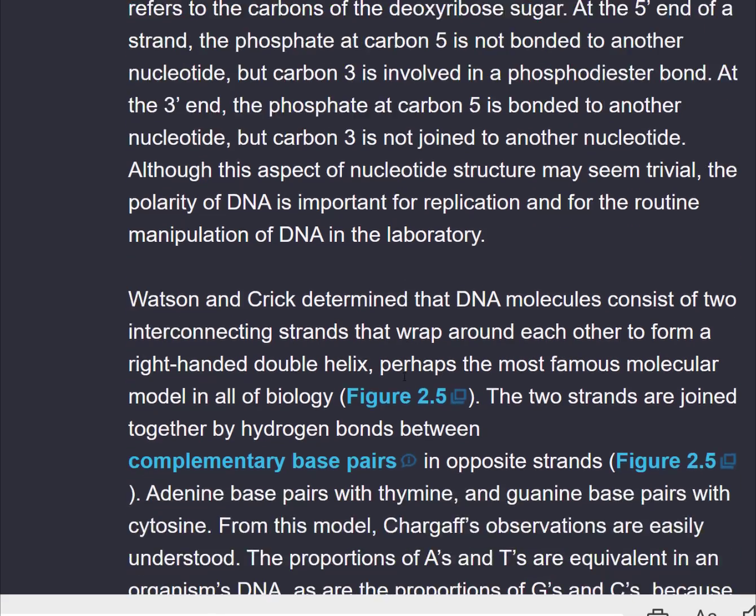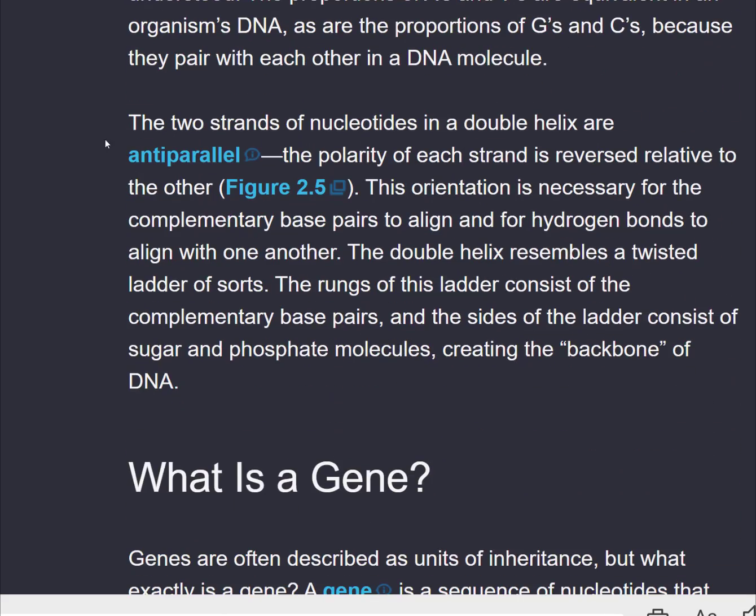Antiparallel, or antiparallel, refers to the 5' and 3' directionality of strands of DNA in which the two strands joined together by hydrogen bonds between complementary base pairs are oriented in opposing directions with respect to their polarity.